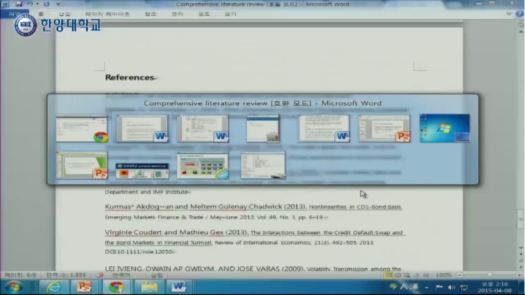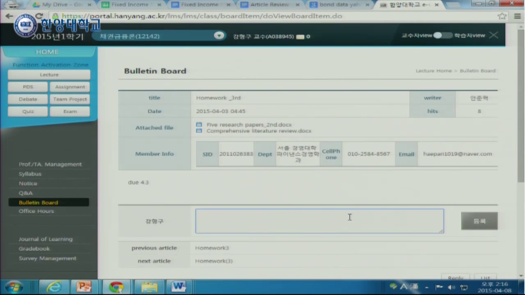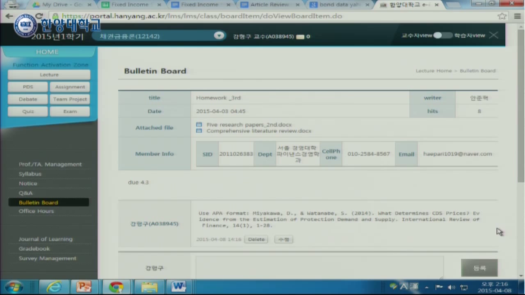Okay, so use APA format, something like this. Okay, so is it clear? Okay, time's up, and see you this Friday.